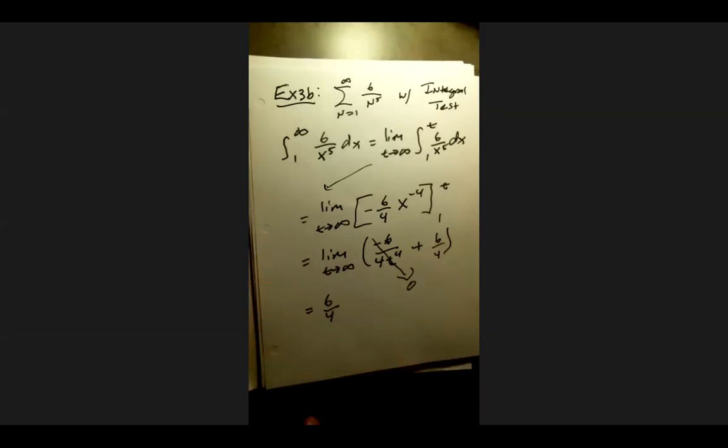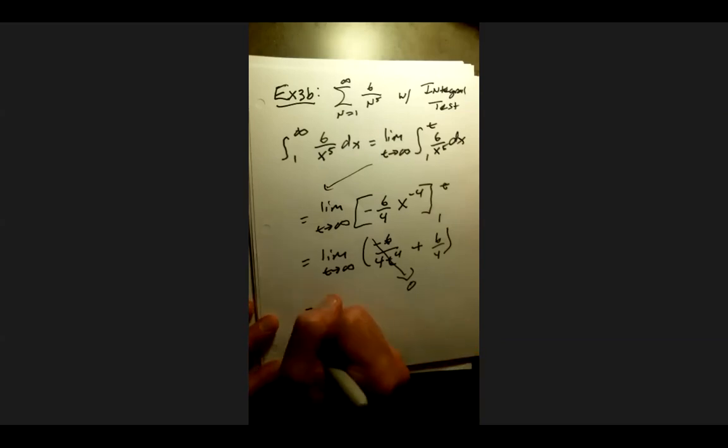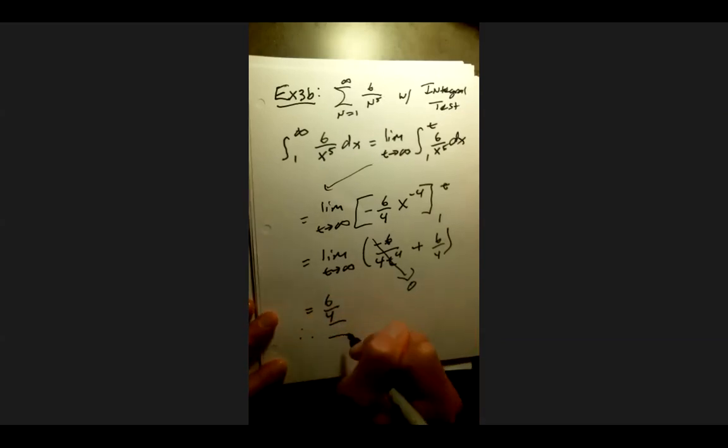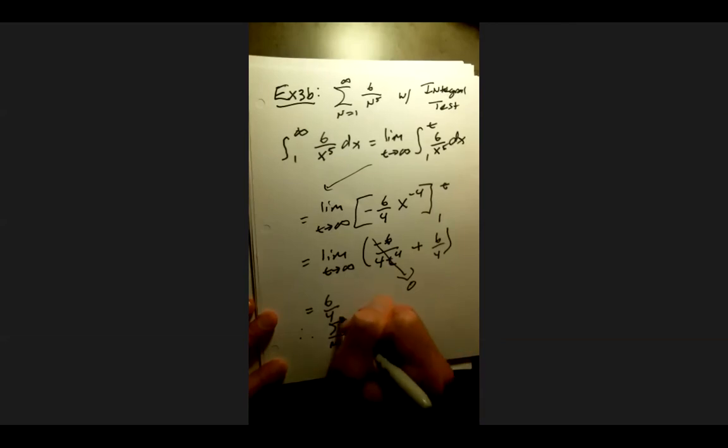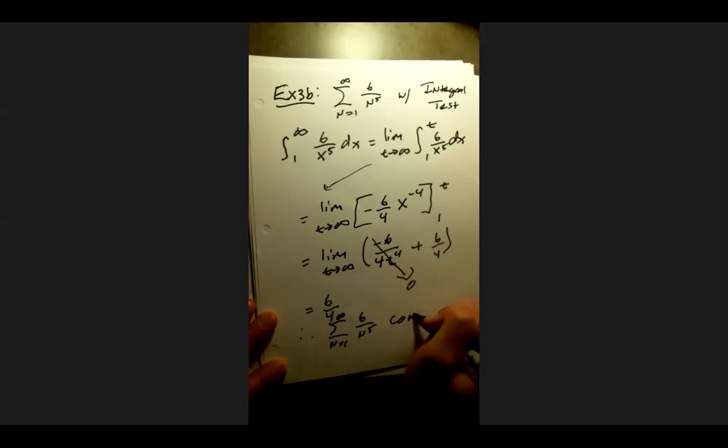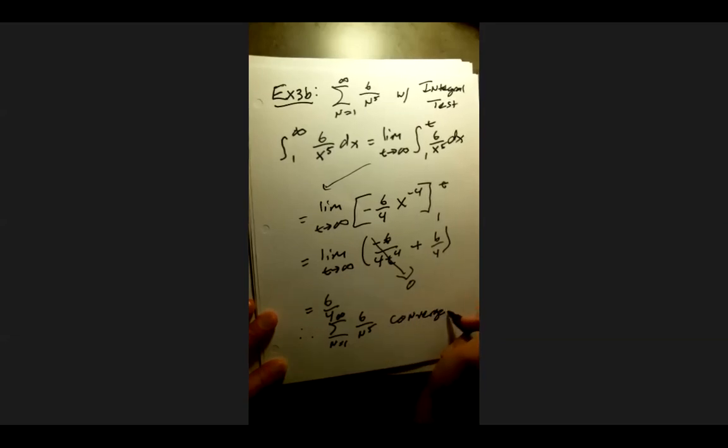So what does this tell me? Why did we do all that? To prove that it converges by using the integral test. Therefore, the series of 6 over n to the 5th from n equals 1 to infinity converges by the integral test.